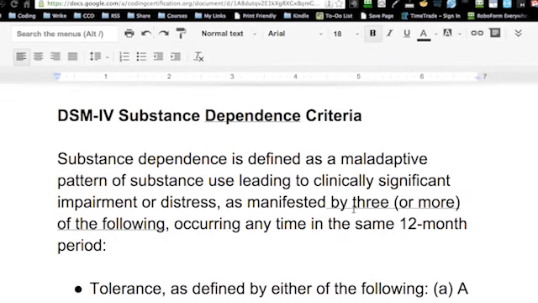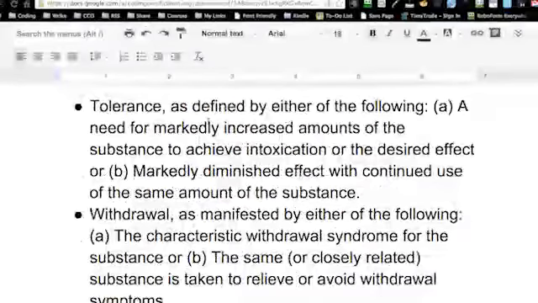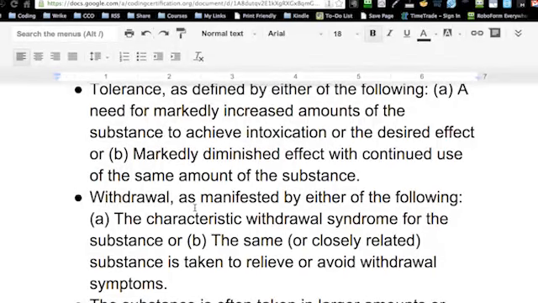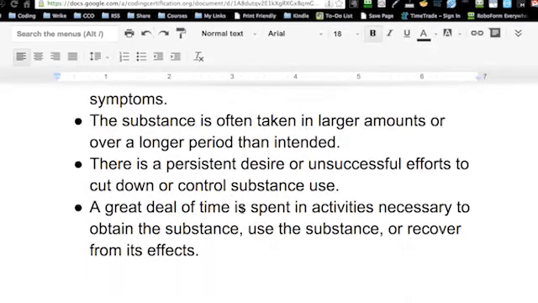Everything was the same, and they're going to have three or more of the following. Tolerance, as defined by either of the following: a need for markedly increased amounts of the substance to achieve intoxication or the desired result. Withdrawal, they would go through withdrawal if the substance was removed. The next bullet, the substance is often taken in larger amounts or over a longer period than intended. There is a persistent desire or unsuccessful efforts to cut down or control it.